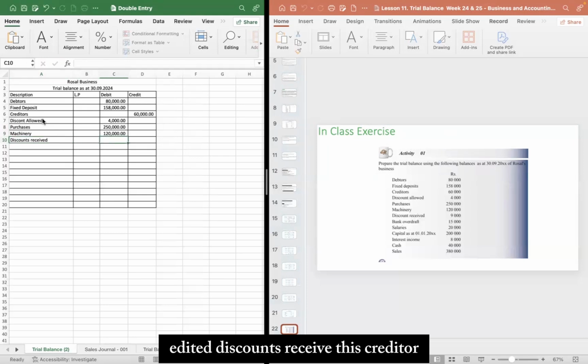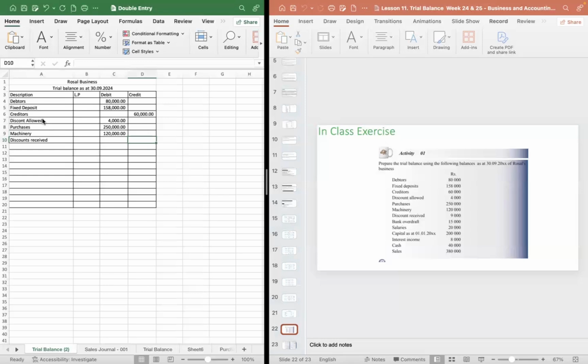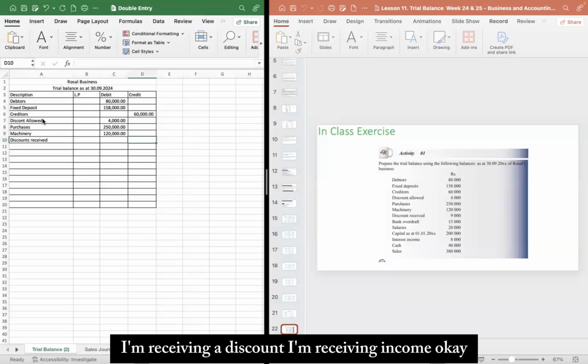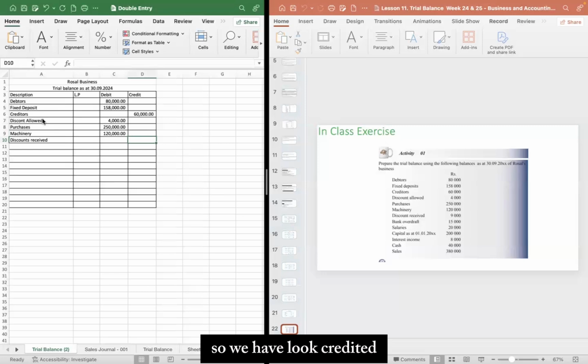Then discounts received. Credited. Discounts allowed is an expense, because I give a discount. And discounts received is because I'm receiving a discount. I'm receiving income. So we have to credit it.